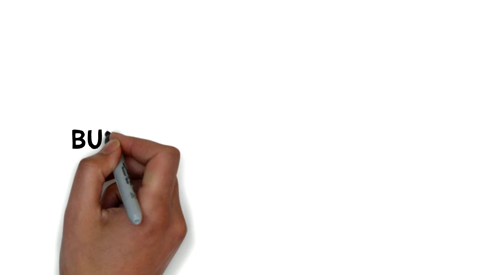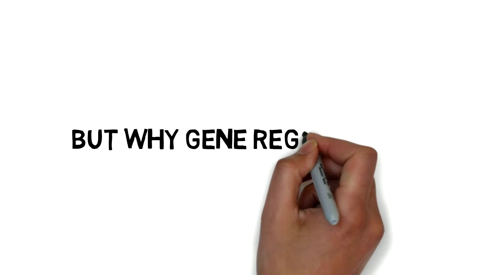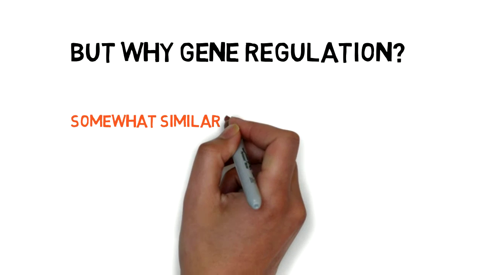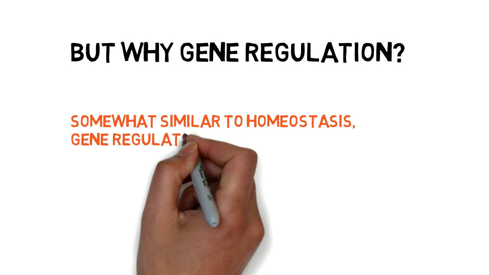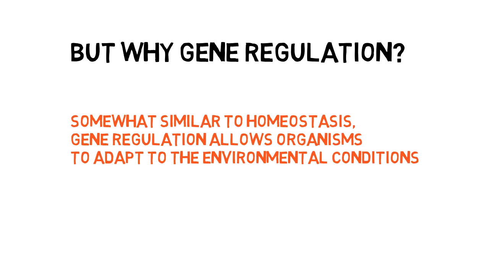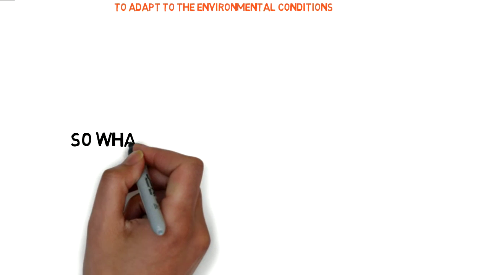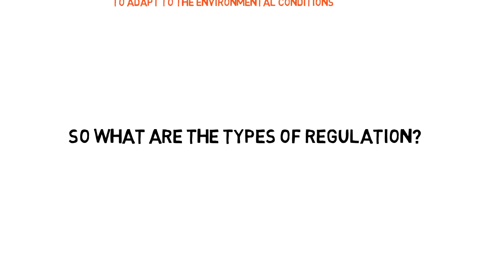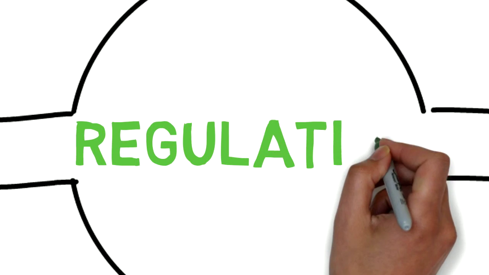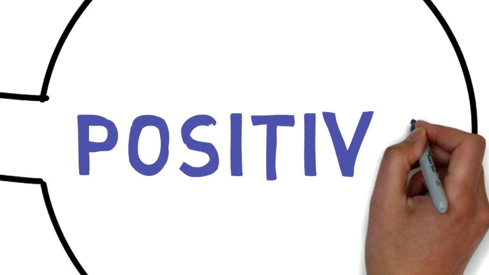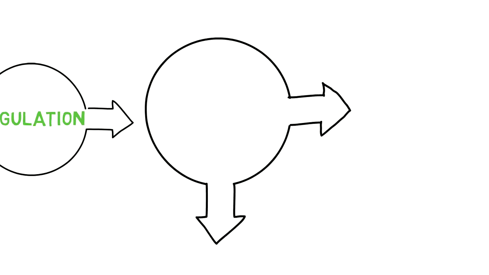But why gene regulation? Well, gene regulation allows organisms to adapt to environmental conditions, somewhat similar to homeostasis. So, what are the types of regulation? Well, regulation is generally of two types. We have positive and negative.